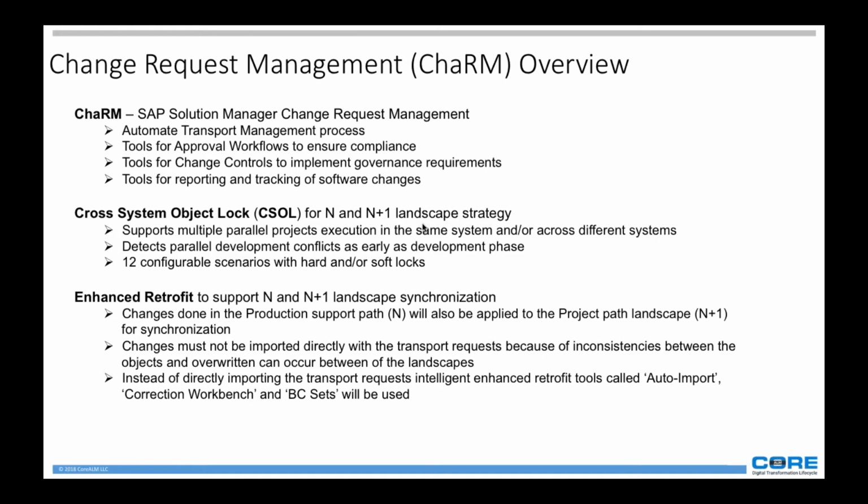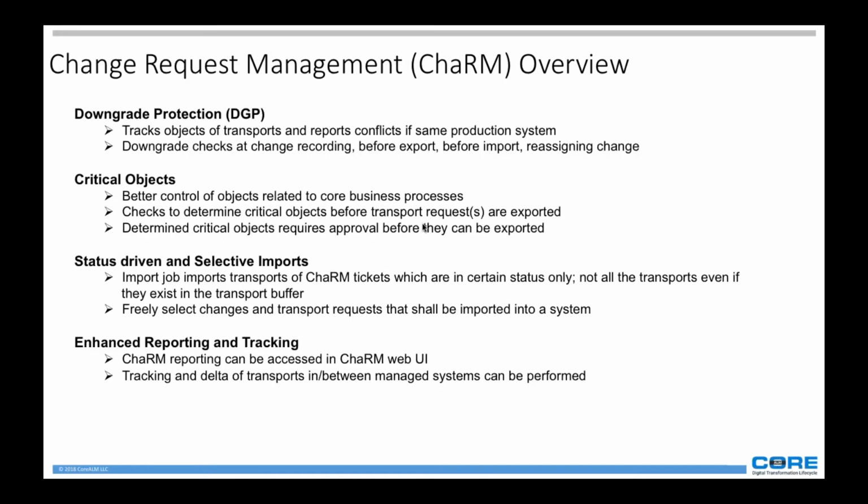And retrofit, I just talked to you about. It's all about how much time you spend dual maintaining your systems if you don't have retrofit. It's time, it's money, and it's risk. So that's what retrofit is for. Downgrade protection is another feature that Charm gives you, to make sure of the sequence. It's very common when you're deploying things: how do you make sure you're in the proper sequence?